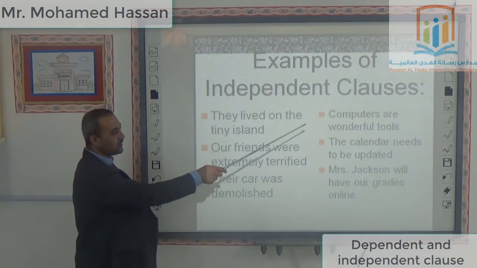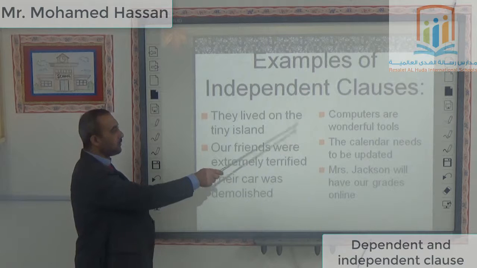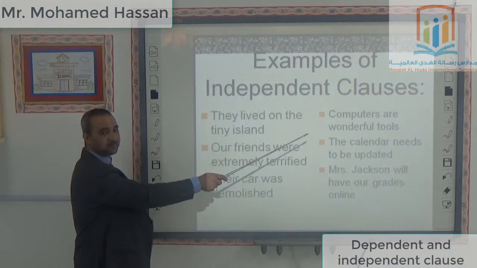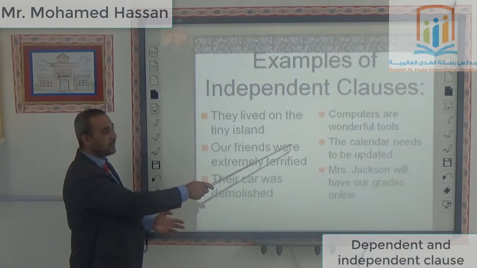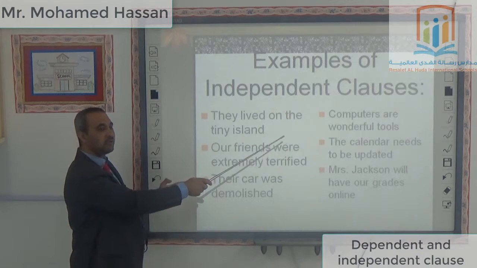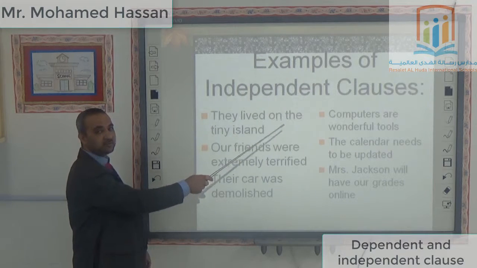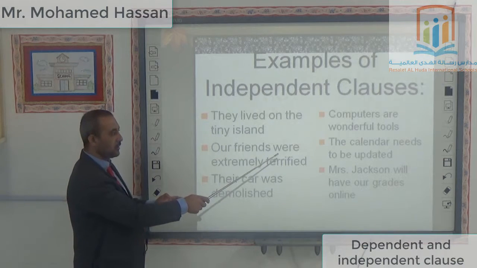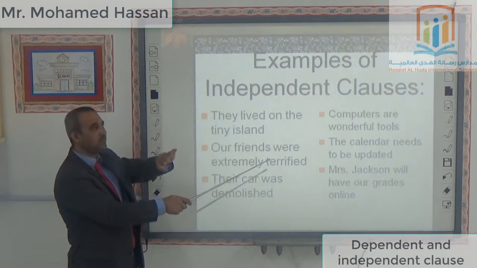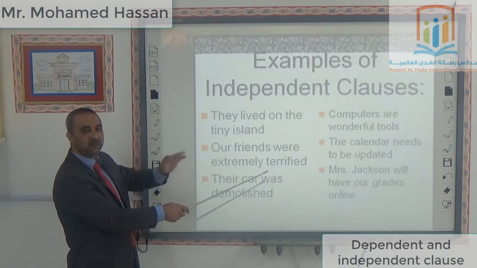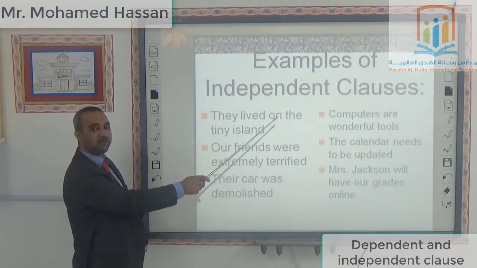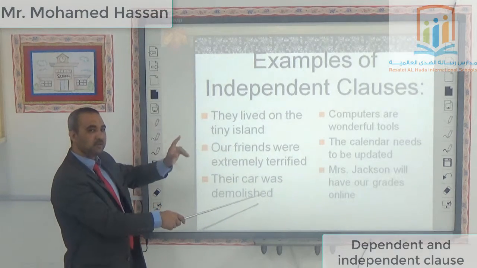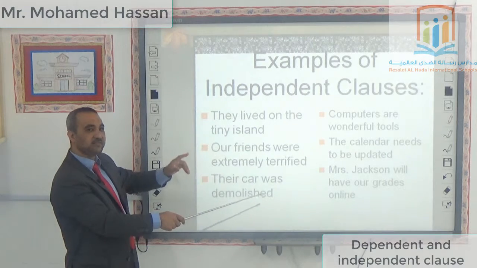Another example, computers are wonderful tools. We have the word "computers" as a subject. "Are wonderful tools," okay, is a predicate. This sentence has a subject and predicate. We call it an independent clause. Also, it can stand alone. Also, it gives you a complete meaning. So, we have three conditions to have an independent clause. Number one, you have a subject and predicate, okay? Number two, it gives you a complete meaning. Number three, it can stand alone in a sentence.